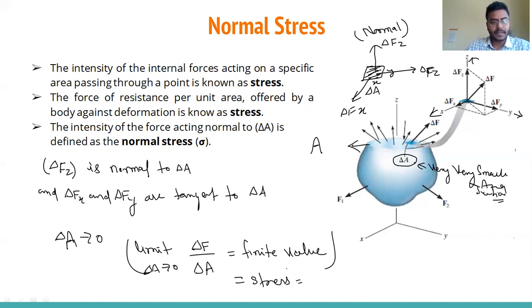By definition, the intensity of internal forces acting on a specific area, in this case delta A, passing through a point is known as stress. On the other hand, we can define it as the force of resistance per unit area offered by a body against deformation is known as stress. Are you getting my point? Okay.